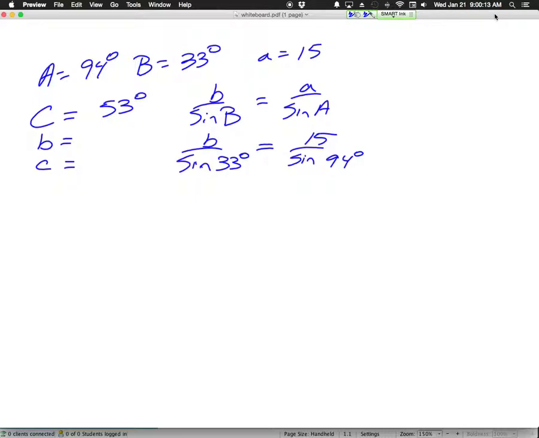Then what do I want to do to solve for B? Multiply, so 15 sine of 33 over sine of 94. And now we're ready for our calculator.